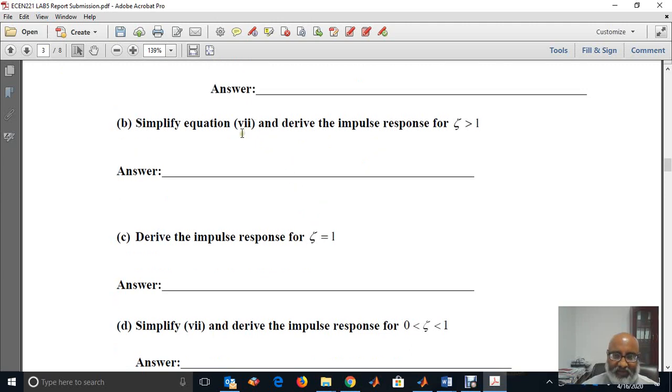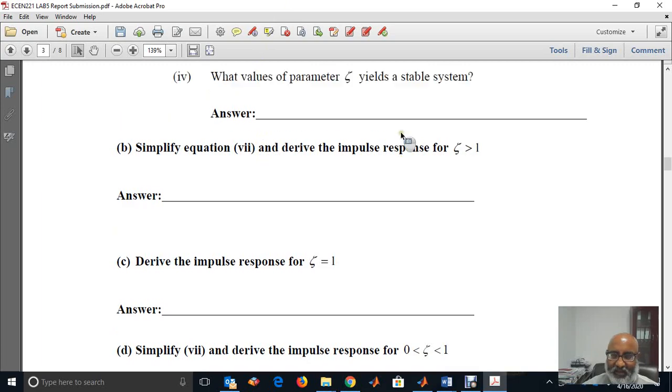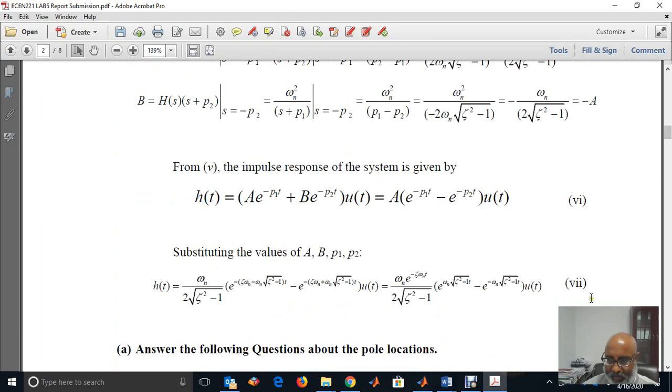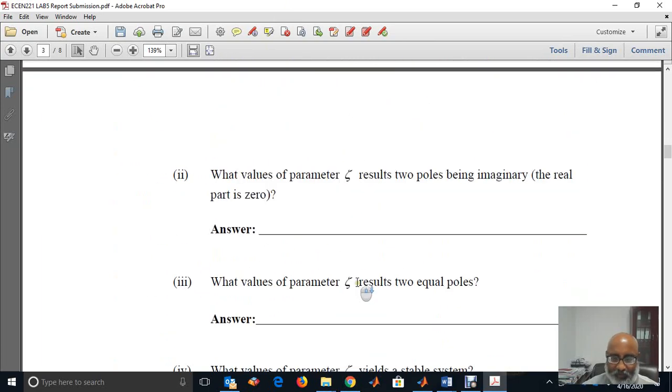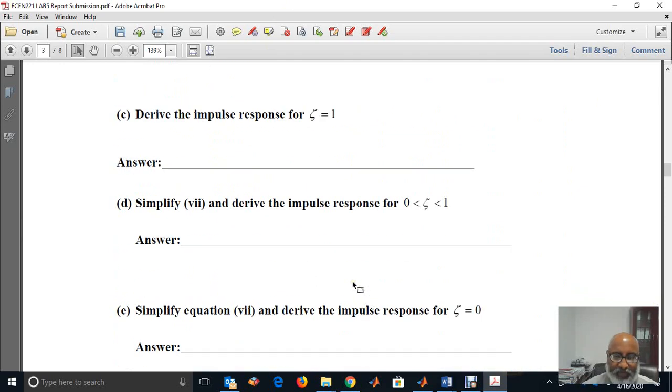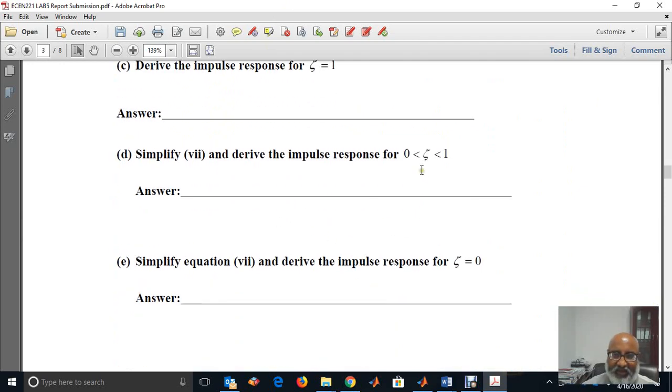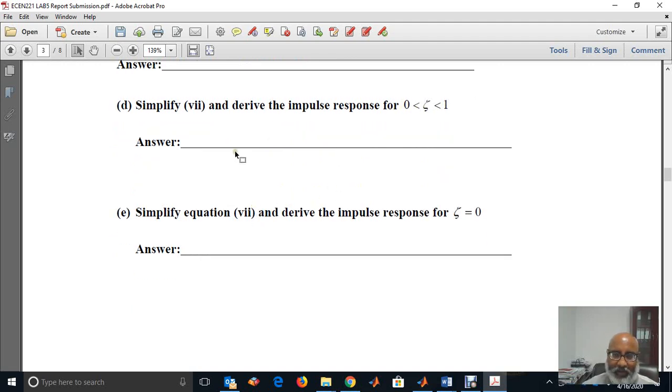And the next one: simplify the impulse response, equation 6, which is this one. You simplify equation 6 and derive the impulse response for 0 less than zeta less than 1. You will get a very nice expression. So try to simplify it, and you will find a certain expression.